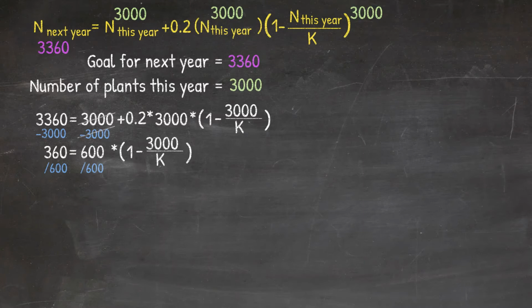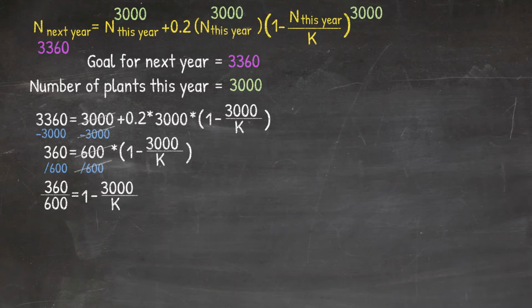We do that on both sides of the equation, eliminating it on the right-hand side. And on the left-hand side, we get a fraction. We can keep it as a fraction, just to keep things simple at this stage. What we get is 360 over 600, and that equals what we have in the brackets, which is 1 minus 3,000 over K.